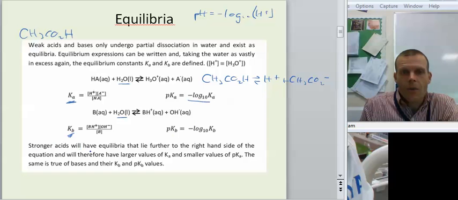So stronger acids will have equilibria that lie further to the right hand side and will therefore have larger values of Ka. If we had a stronger acid, you can imagine it's giving up more of its protons, it's going to be further across to that side, its term's bigger, Ka is bigger. That corresponds to a smaller pKa because of the way that the minus log system's working for us.